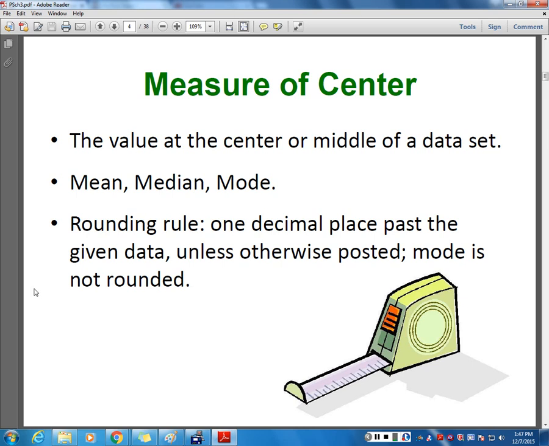Rounding rule for these, unless otherwise posted, is to round one decimal place past the given data. So if your data is all in whole numbers or in integers, then you would want to round one decimal place. If it's all in two decimal places, you want to round to 3. The mode, on the other hand, is not rounded at all. It comes directly from the data and does not need to be rounded.